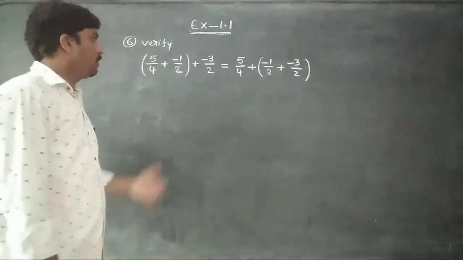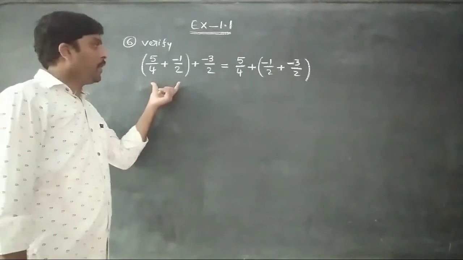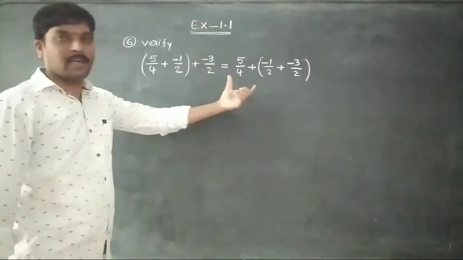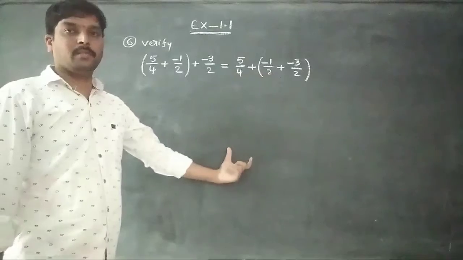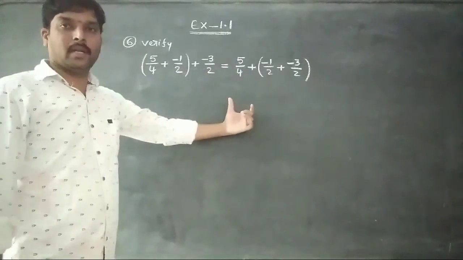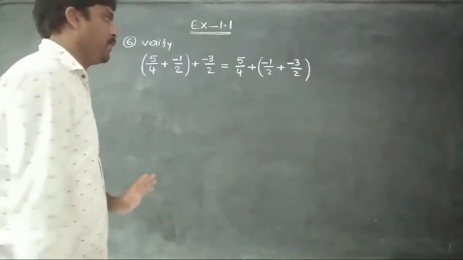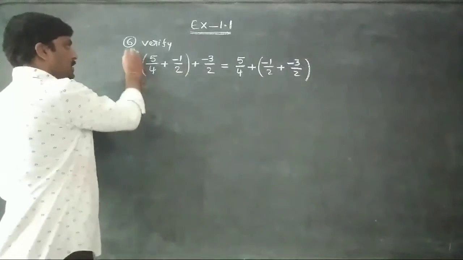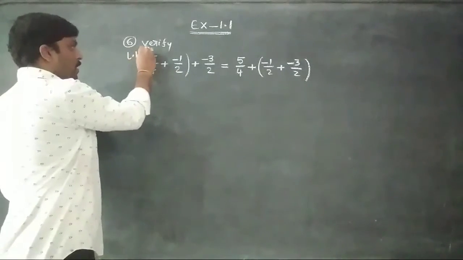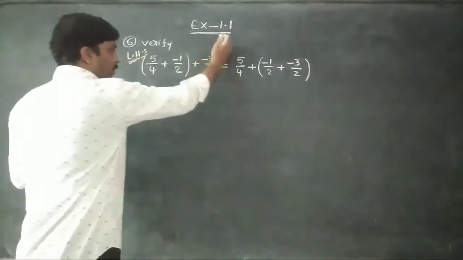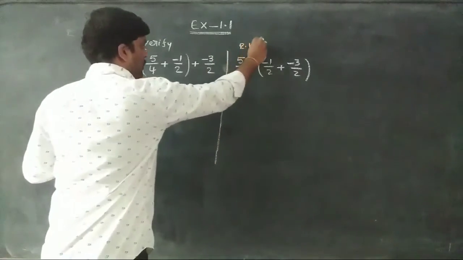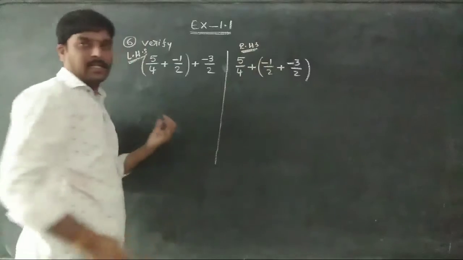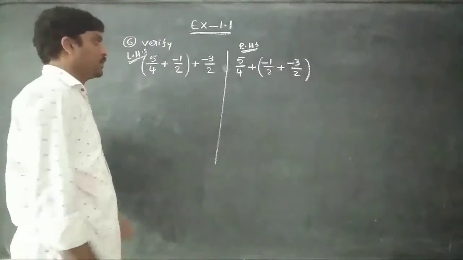Now the sixth question: verify. Here, simplify the LHS value and simplify the RHS value, and check whether they are equal or not. That is verification. This is the LHS, and this side is the RHS. We have to simplify both.